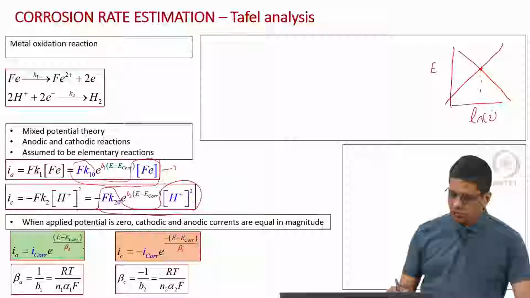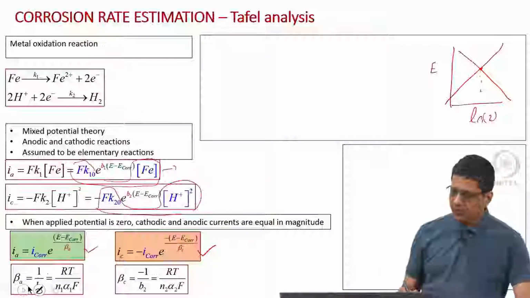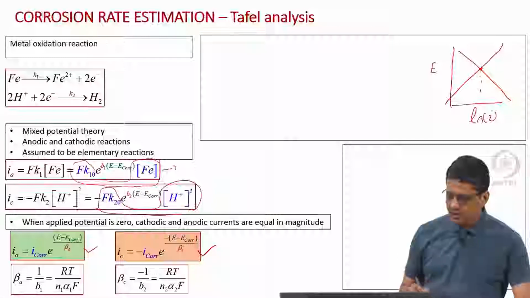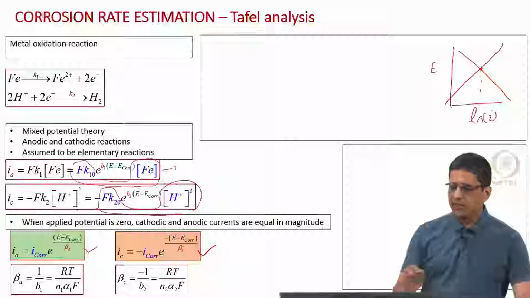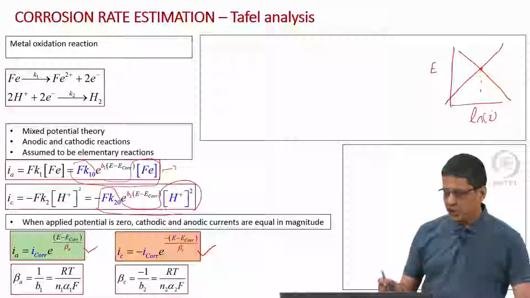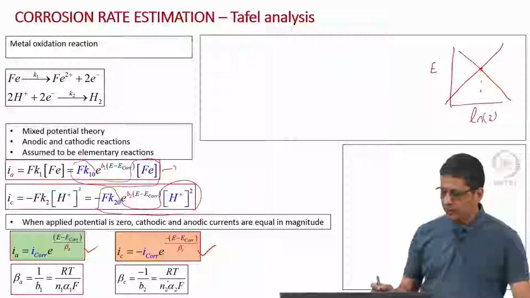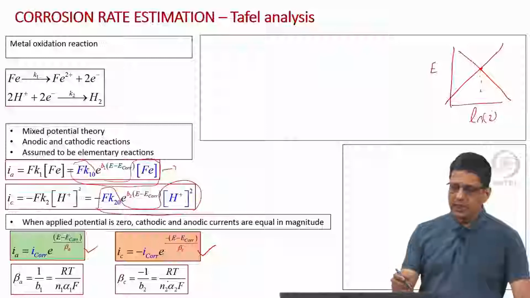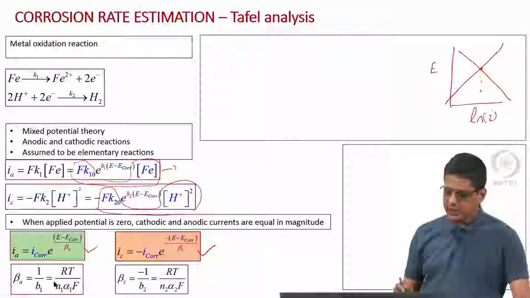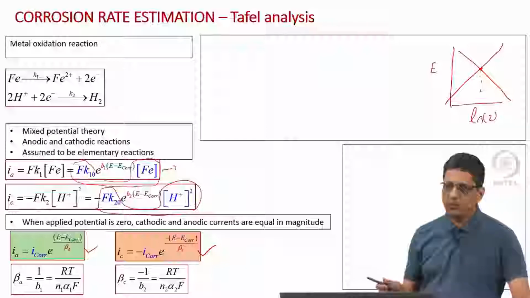This notation is more common in the corrosion field. Beta A is going to be the inverse of what we have written as B1, and that is going to be RT by N1 alpha 1 F. N1 here is the number of electrons, 2 electrons. For the cathodic reaction, again it is 2 electrons, N2, but it could be a different reaction. Instead of iron going to iron 2 plus, it could be iron going to iron 3 plus, in which case N1 will be 3, and N2 will still be 2 for this reaction. If you have another cathodic reaction, correspondingly the N number will vary.